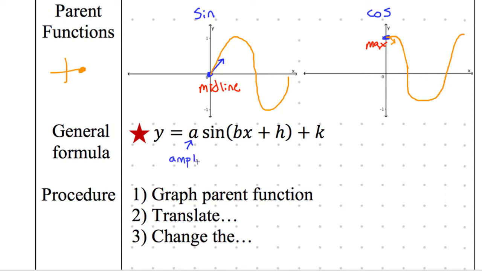Acetone? No. Chemistry. What does B affect? Period. Period. And give yourself a note for period. It's 2 pi divided by the absolute value of B.